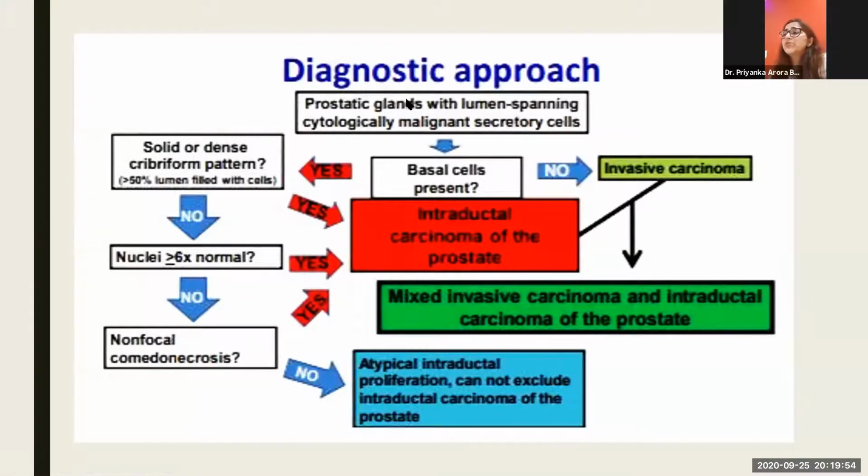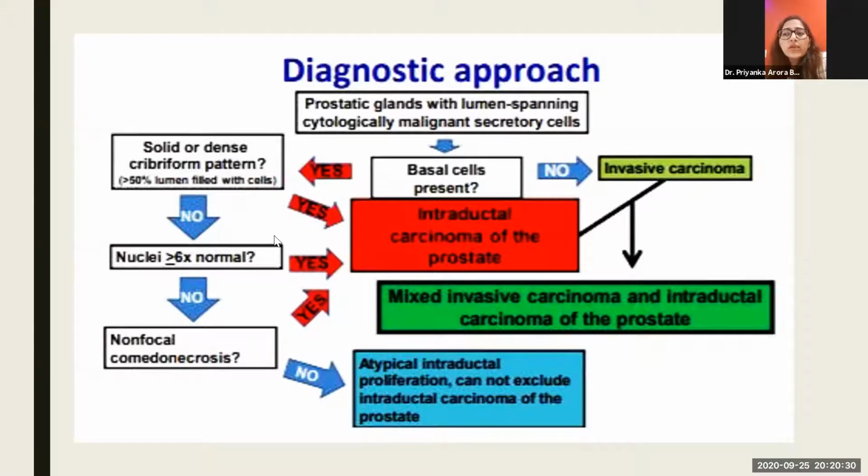So what you see are prostatic glands with lumen-spanning cytologically malignant secretory cells. The entire lumen is filled with these secretory cells. Are basal cells present? If there are no basal cells in these ducts, obviously it will become an invasive carcinoma. If the basal cells are present, you do a P63 stain, and if the basal cells are there, then you ask yourself, is it a solid or dense cribriform pattern? If yes, it's intraductal carcinoma of the prostate.